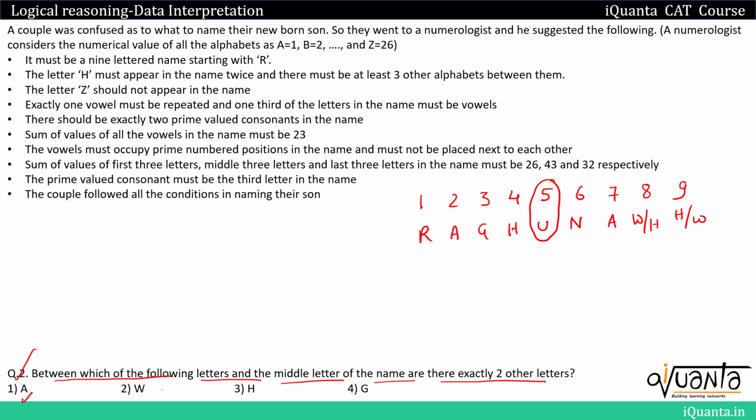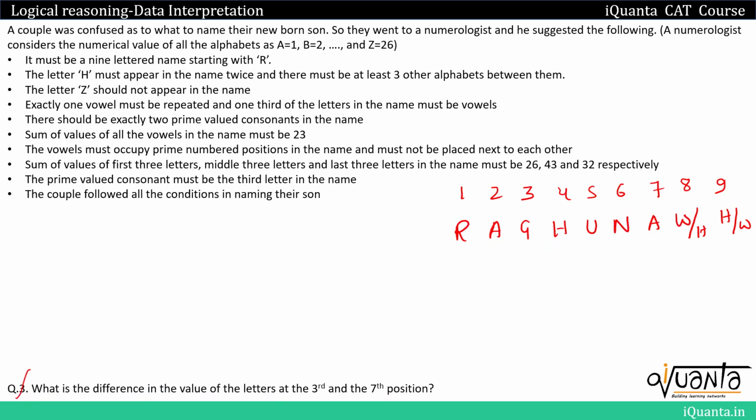So the first option is A. Do we have two letters between A and U? Yes. Do we have two letters between W and U? No, we cannot exactly say it because W can either occupy position 8 or 9. Do we have two letters between H and U? No. Between G and U also we do not have two letters. So option A will be the correct answer to this question.